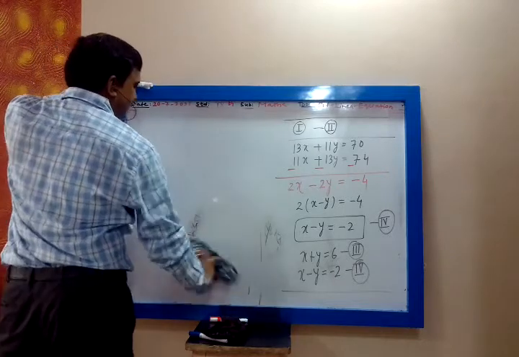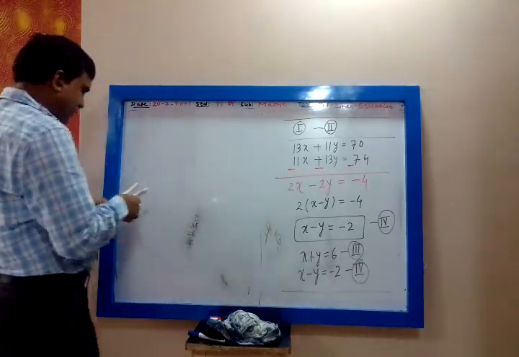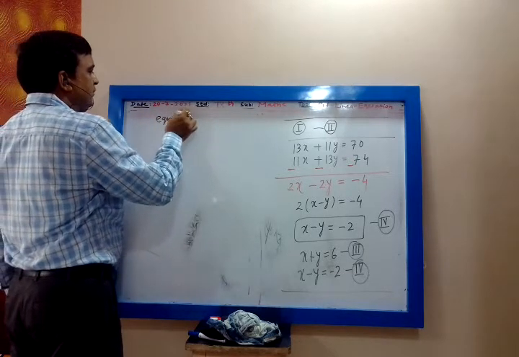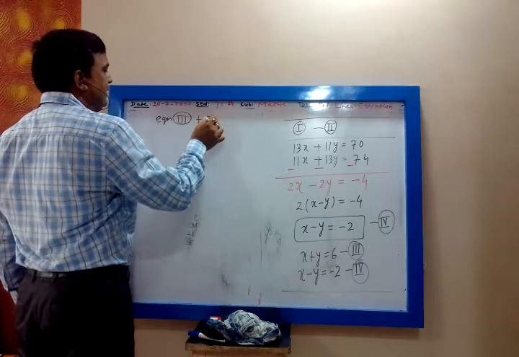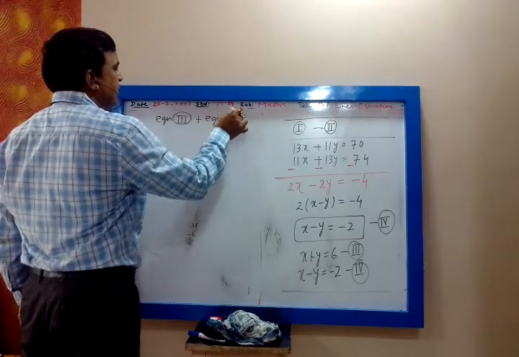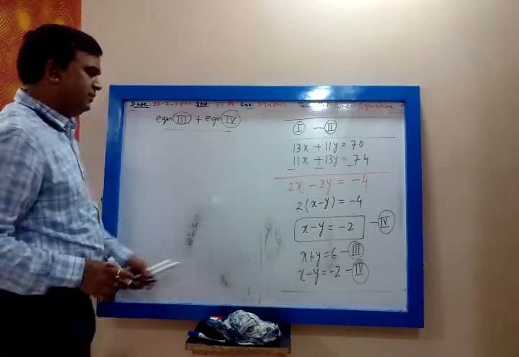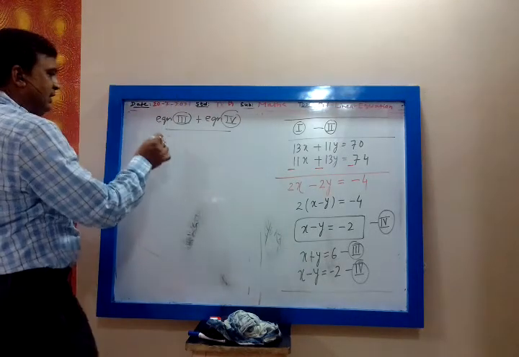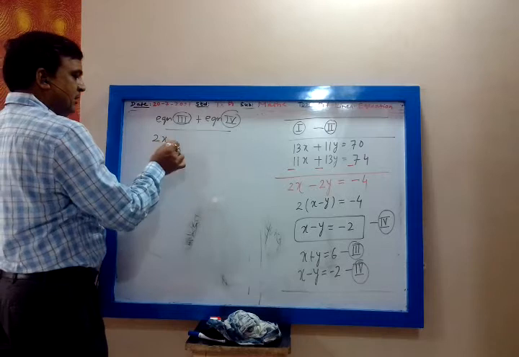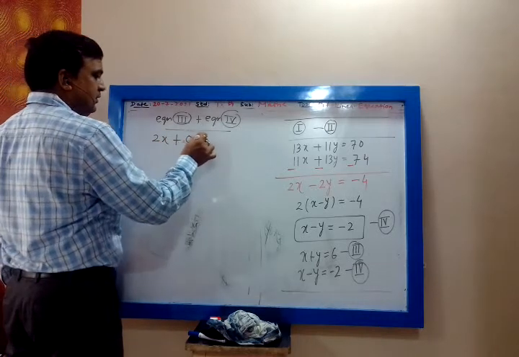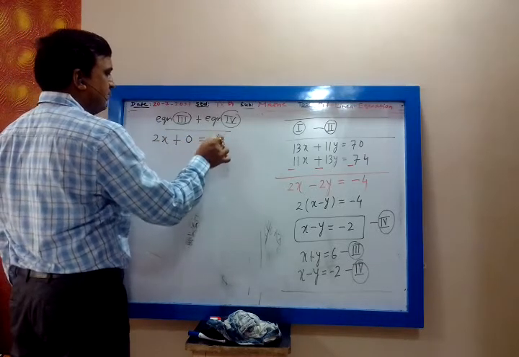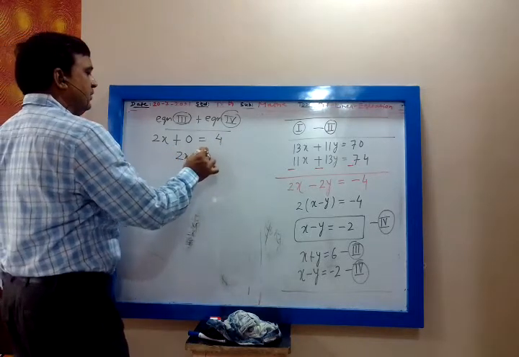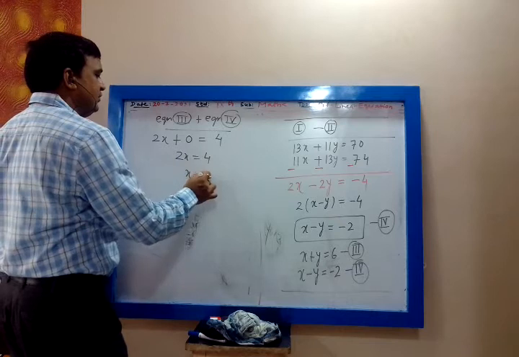You will write equation 3 plus equation 4, because they have opposite sign. Plus and minus, coefficients are equal, so you add them. X plus x, 2x. Plus y minus y, 0. 6 minus 2 is 4. So you will get 2x is equal to 4, so that will give you x is equal to 2.